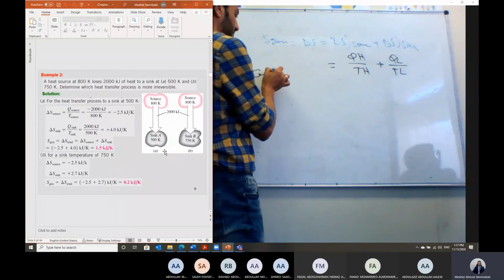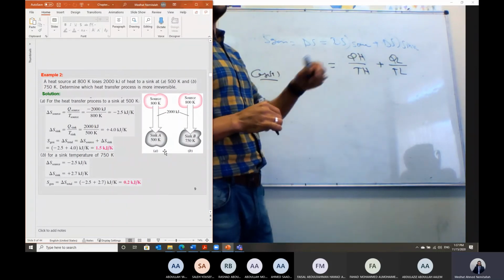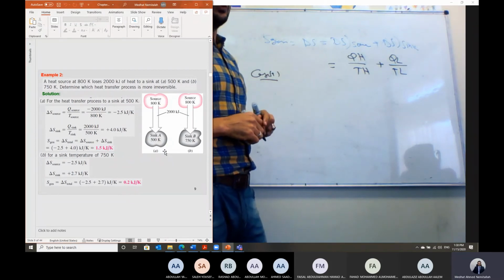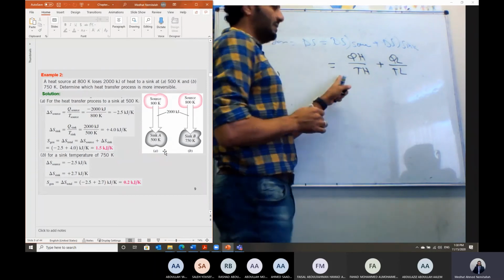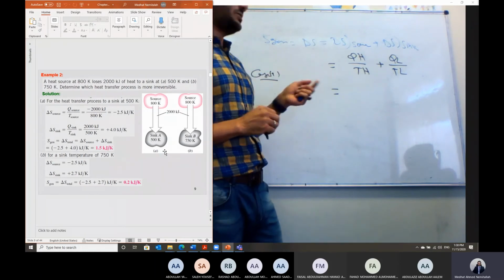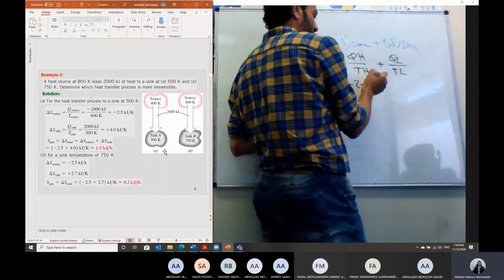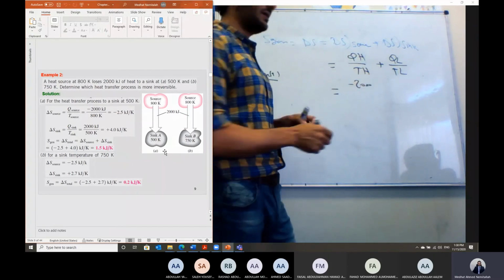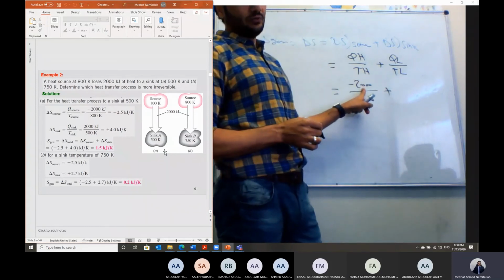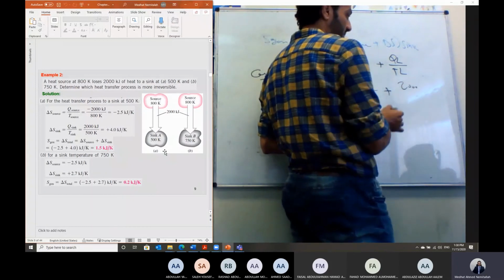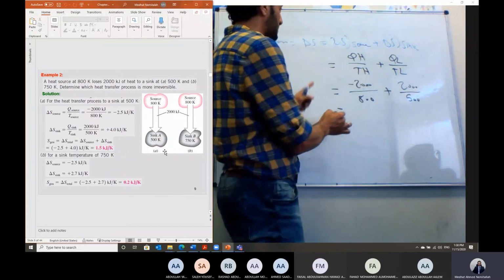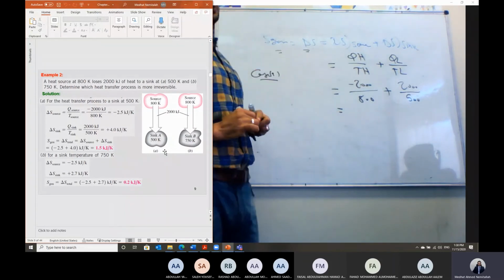But let's consider case A. For case A, T high is equal to 800 and T low is equal to 500, and the heat transfer is equal to 2000 kilojoules, so that should equal Q high. This Q high is the heat rejected from the source and it is absorbed by the sink. For heat rejected from the source, we have to add a negative sign. So it will be equal to minus 2000 divided by T high, which is 800, plus Q low, the same amount of heat, 2000, absorbed and so added to the sink, divided by T low, which is equal to 500. Then we can calculate delta S, which is equal to the entropy generation within the system.